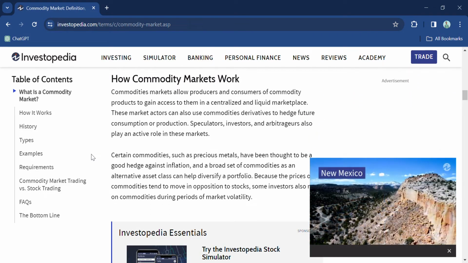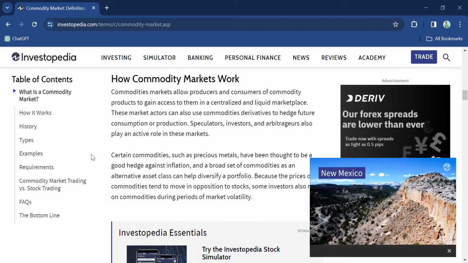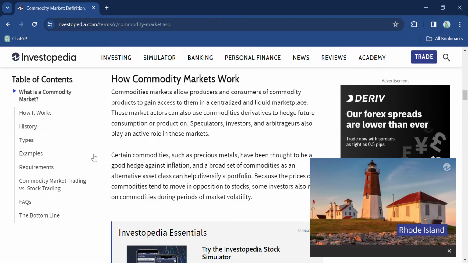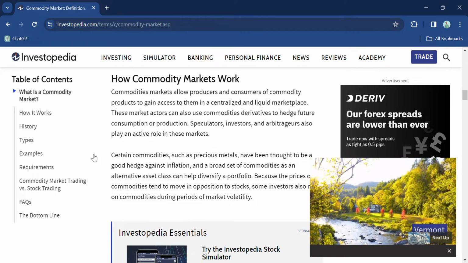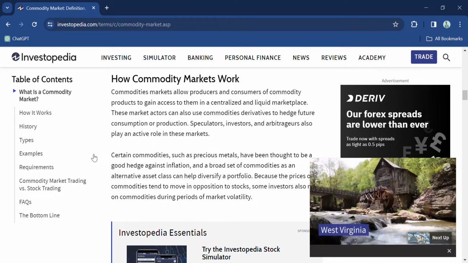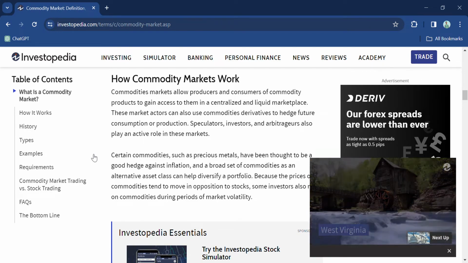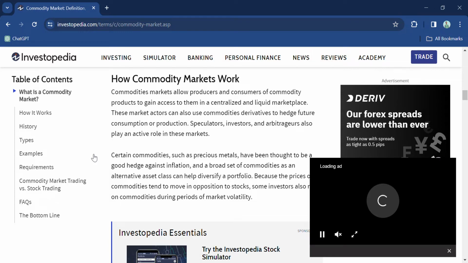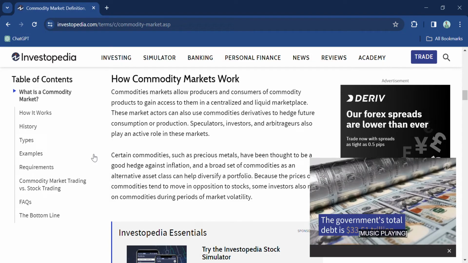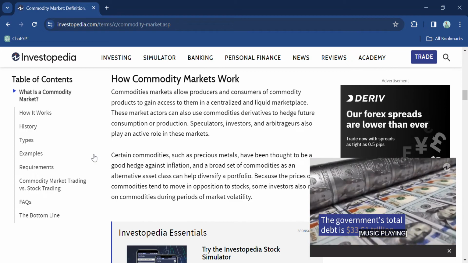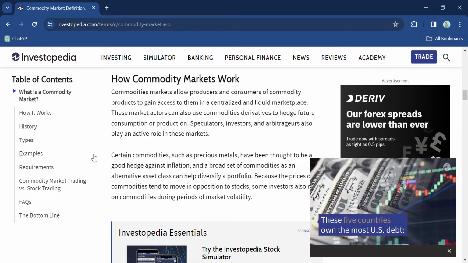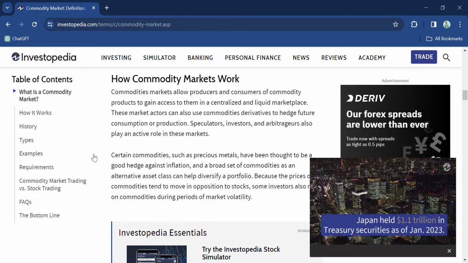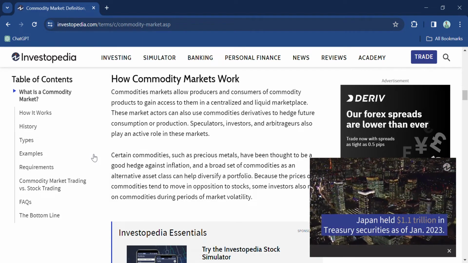So, how do commodity markets work? Commodity markets allow producers and consumers of commodity products to gain access to them in a centralized, liquid marketplace. These actors can also use commodities derivatives to hedge future consumption or production. Speculators, investors, and arbitrageurs also play an active role in these markets.